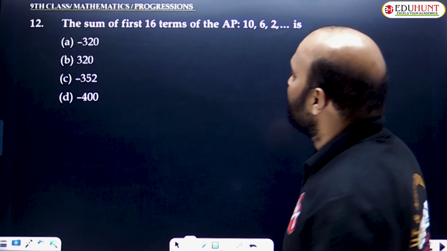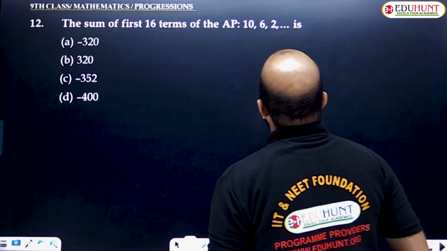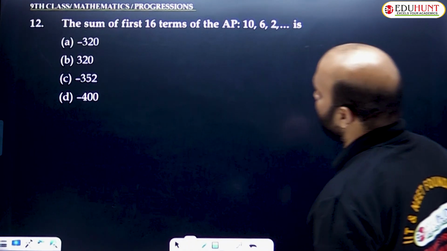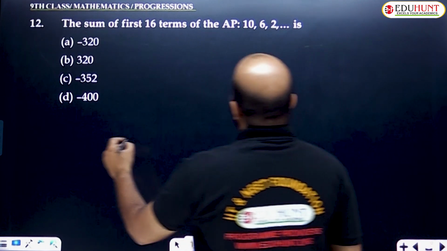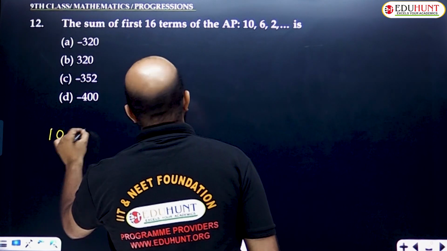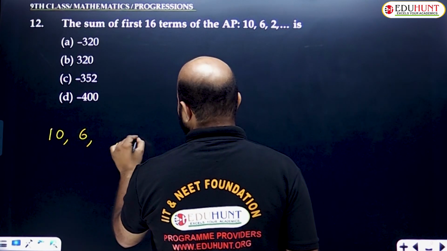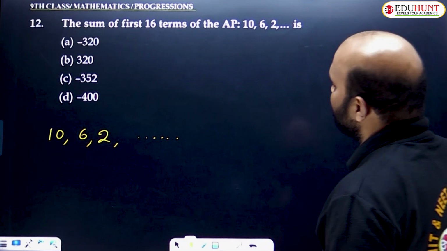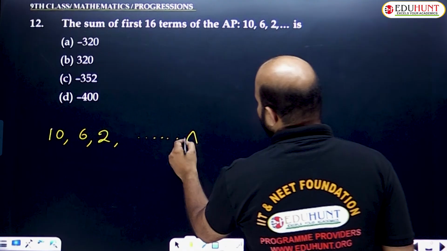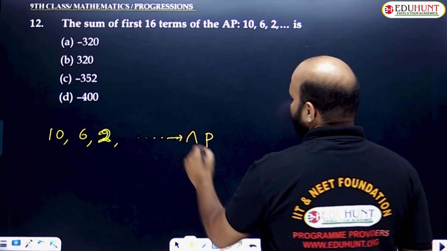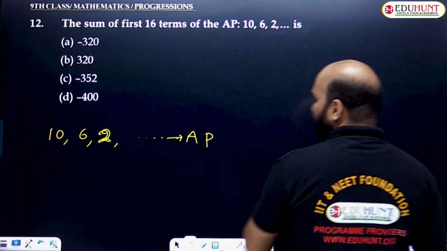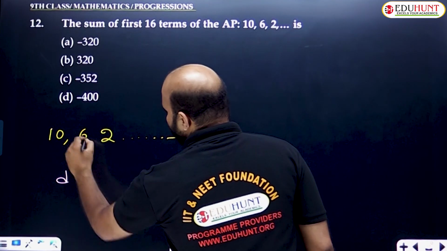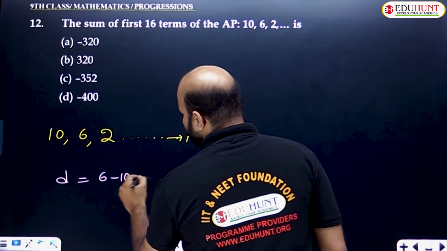Let's go to question number 12. The sum of the first 16 terms of the AP 10, 6, 2 is. Option A minus 320, option B 320, option C minus 352, option D minus 400. What am I given? The terms 10, 6, 2 and so on. Those terms are already given as AP terms. AP means the common differences are equal. Am I clear? So how do we get the common difference? It is T2 minus T1, 6 minus 10, which is minus 4.